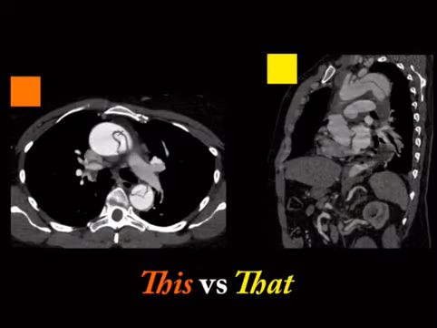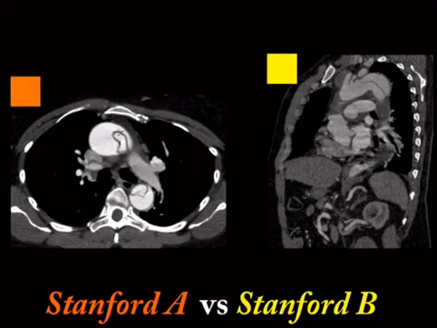All right, we've concluded the ultrasound stuff. We're going to move on to some other things. So we've got two different dissection flaps, orange and yellow here. And the point of the case is to distinguish between the Stanford A and the Stanford B dissection.